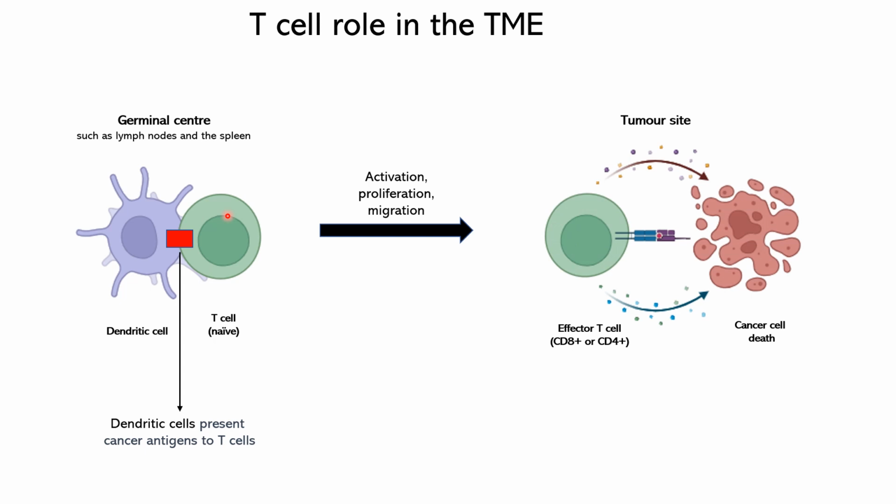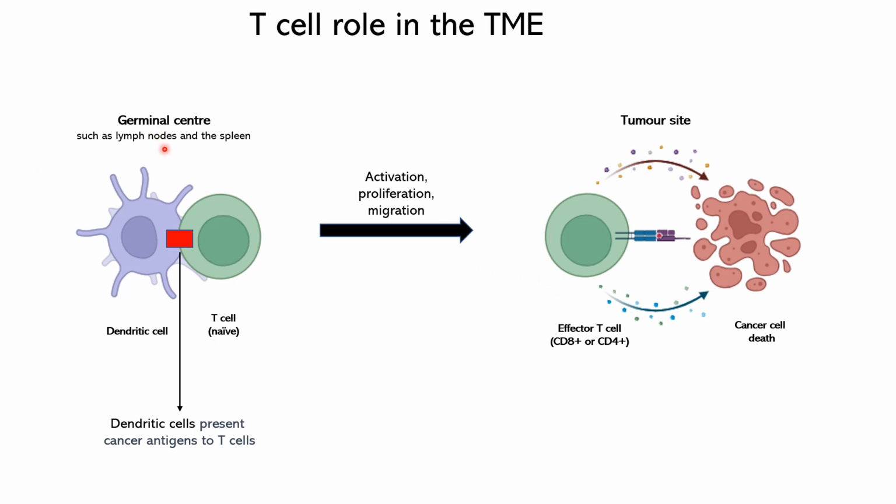What this does is activate the T cells, induce their proliferation, and then induce their migration to the tumor site. So once the T cells enter the tumor site, they are now called effector cells. So they are activated, okay? And they are usually either CD8 positive or CD4 positive. And once they enter the tumor site, they interact with the tumor cell and then secrete specific factors that kill the cancer cell. And that's why T cells are very important in preventing tumor progression.